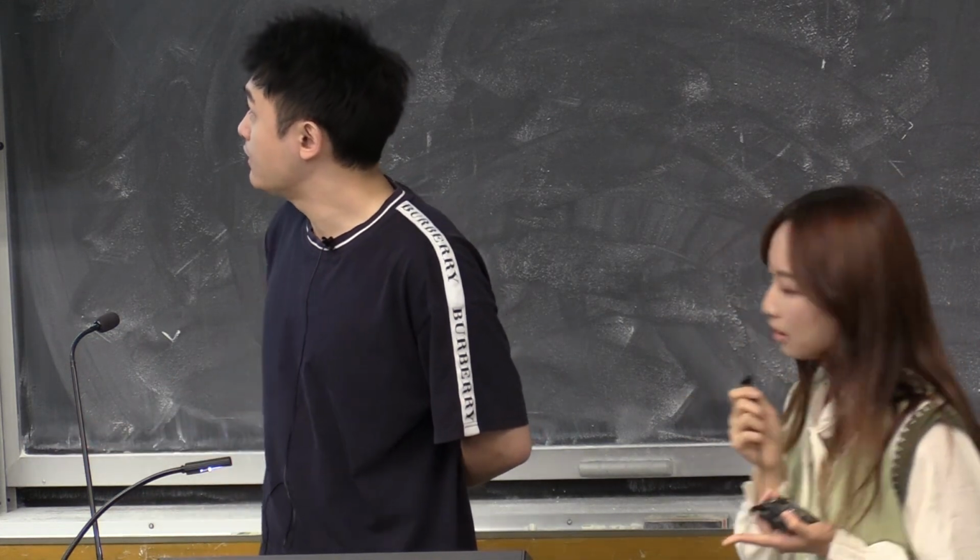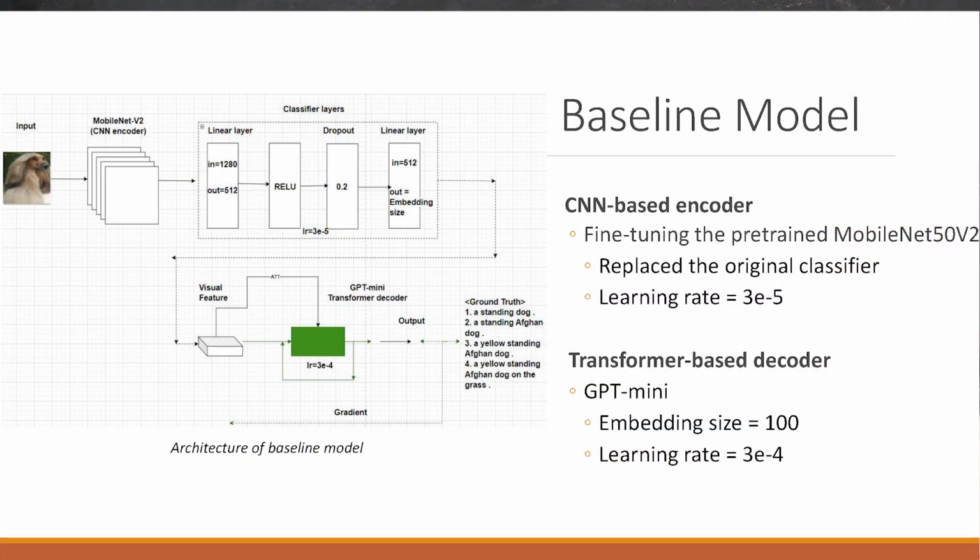Our baseline model is composed of a CNN-based encoder and a transformer-based decoder. We fine-tuned the pre-trained MobileNet V2 and replaced the original classifier with 2 fully connected layers, one activation function, and one dropout layer to generate the visual vector. The transformer-based decoder has an architecture similar to GPT mini in Assembly 3 with an embedding size of 100. When configuring the optimizer, we apply learning rates of 3E-5 and 3E-4 to the CNN-based encoder and the transformer-based decoder respectively.